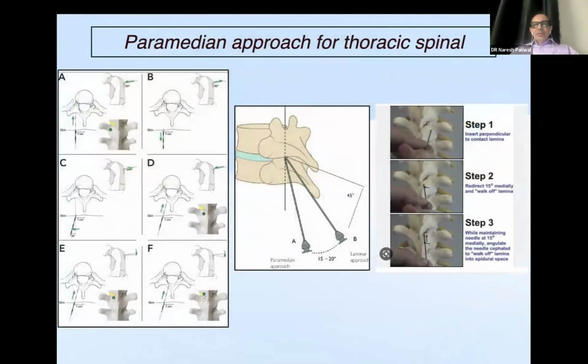For a paramedian approach for thoracic spinal, as I already mentioned, you have to go from the upper margin of the lower spinous process around 1 to 1.5 centimeters lateral, go perpendicular in all directions, and hit the lamina, that is called a safe landing spot. From there, with upward and inward angulation, step by step, you have to enter the interlaminar space. Because it is very difficult with the midline approach, you have to use a paramedian approach or a paraspinous approach.